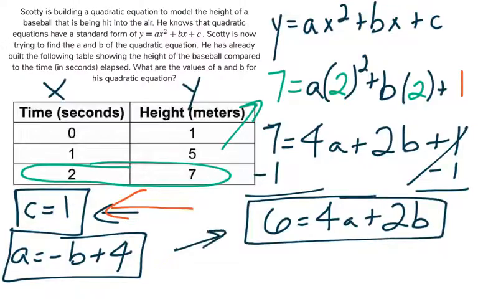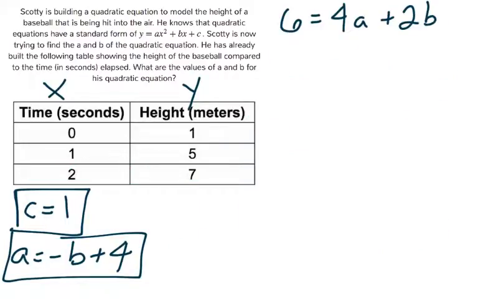Now I have two equations. That's a system. Two equations, two variables I can solve now. So I'm going to go ahead and transfer that equation that we just found to the top here. 6 equals 4a plus 2b. I'm going to plug in my value for a right here. Negative b plus 4. That's a. I'm plugging that in right there.